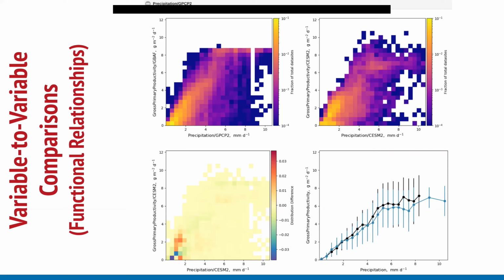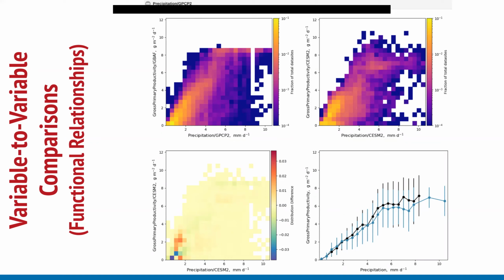So for gross primary productivity versus precipitation, the observations give us a figure like in the upper left-hand corner. From the model from CESM2, we get a heat map that looks like the upper right-hand corner, and we can difference these two in order to get the figure at the bottom left.